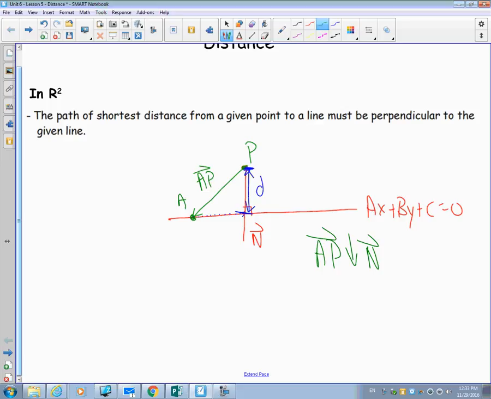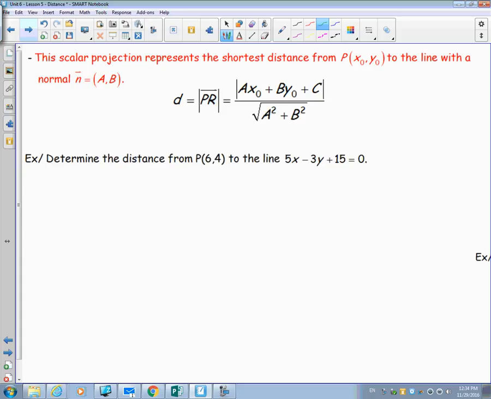So a brief reminder about scalar projections. If I take AP and I dot it with N and divide by the magnitude of N, I can figure out my distance. Now the only challenge is that the point A can move around. It could be anywhere you want on that line. So we actually have a formula that takes this idea of a dot product for any point A and our Cartesian equation, and we combine them together to create this equation.